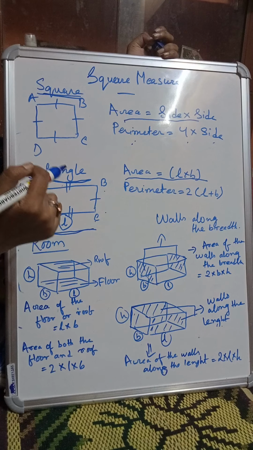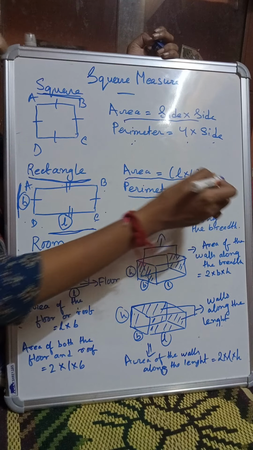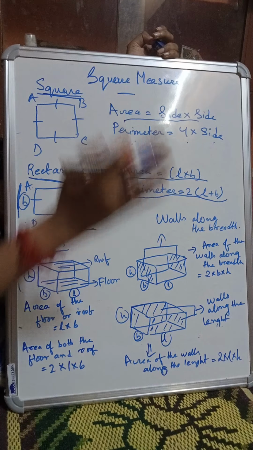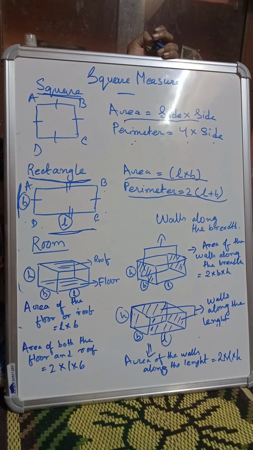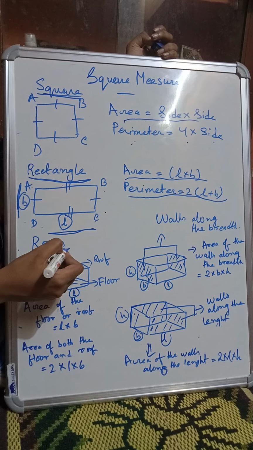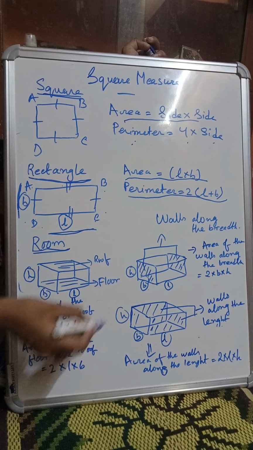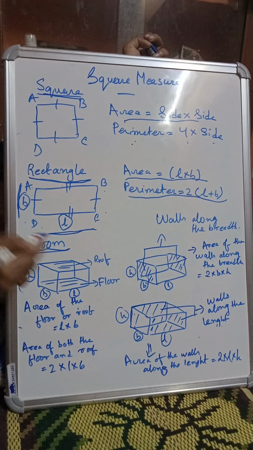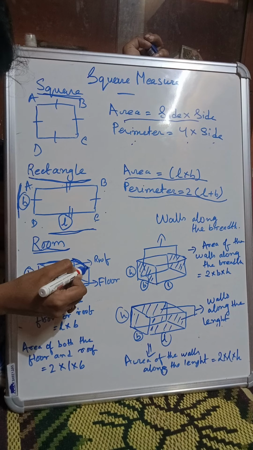And what is the formula for the perimeter? The perimeter is 2 into (length plus breadth). So we just need to put the values of the length and the breadth in the formula, and we will get the answer. Now let's come to a room. Now we know a room is a cuboid in shape like this one. I'm just making it darker.